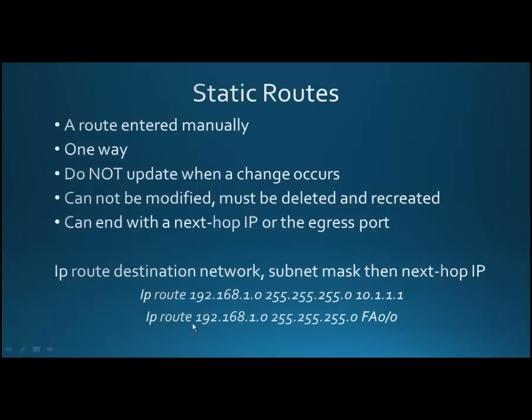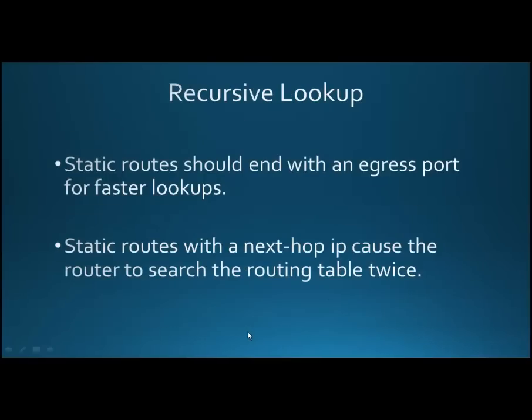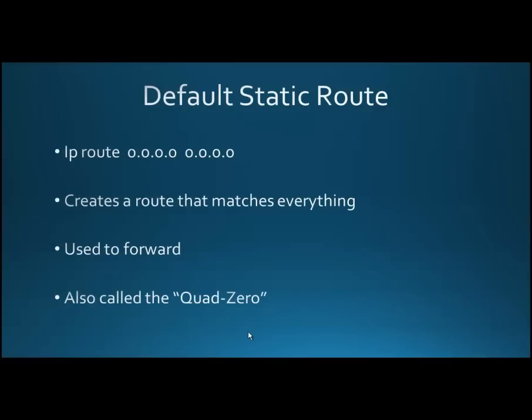If I do the second route, ip route and so on, I know in order to get to here, I send out this port. So everything's done there for me, and I only have to do 1 lookup. So recursive lookups are something we want to avoid. We typically want to end static routes with an egress port, or our exit port, if that helps.